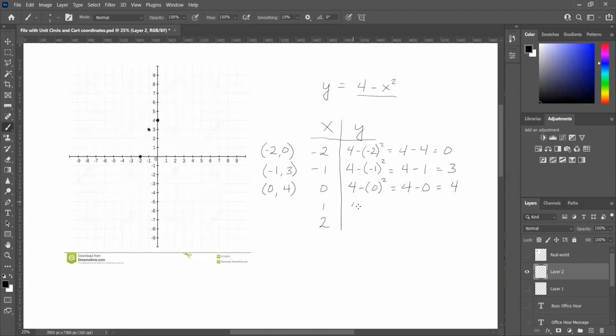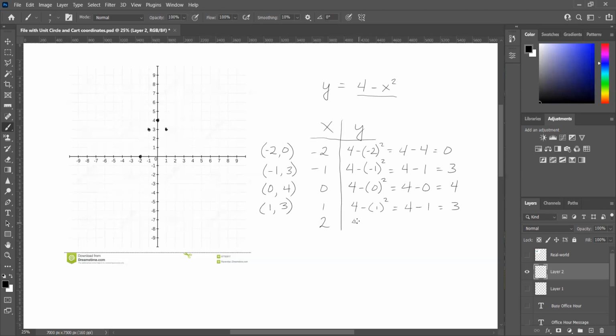Now let's plug in 1. 4 minus 1 squared. So I still have the 4 minus, and 1 times 1 is 1. 4 minus 1 is 3. That gives me the point 1, 3. So 1 on the x, 3 on the y, puts me right there.